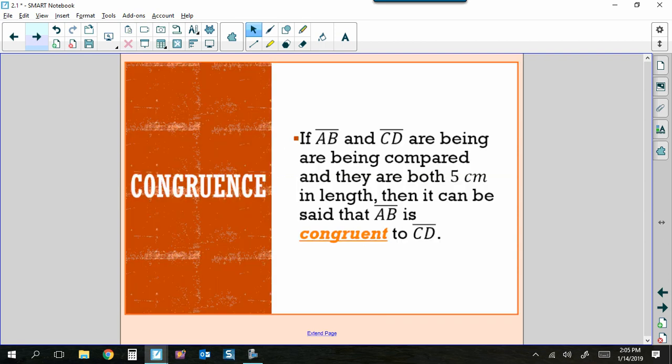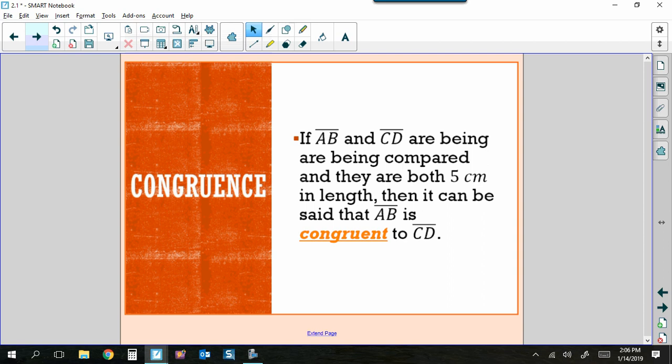So one of your first vocabulary words we're going to go over in this class is congruence. If segment AB and segment CD are being compared and they are both 5 centimeters in length, then it can be said that AB is congruent to CD. So go ahead and fill in that word.